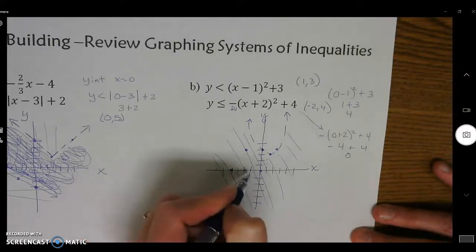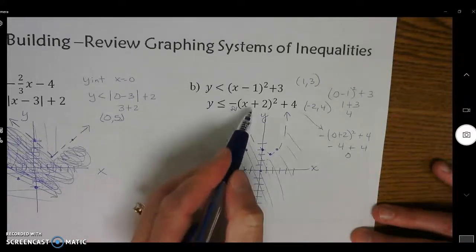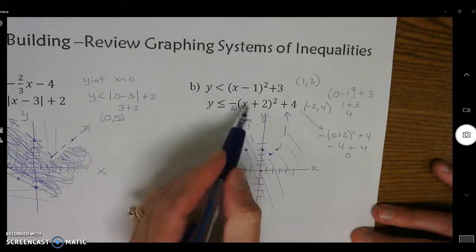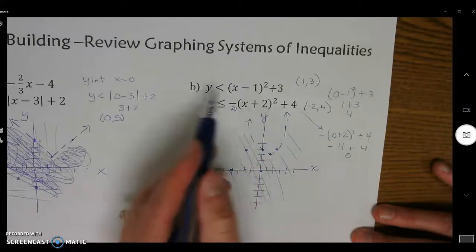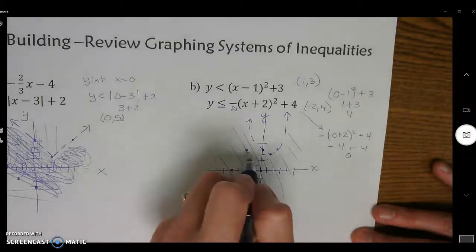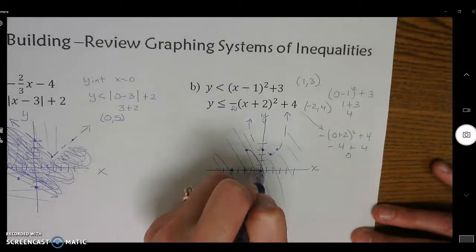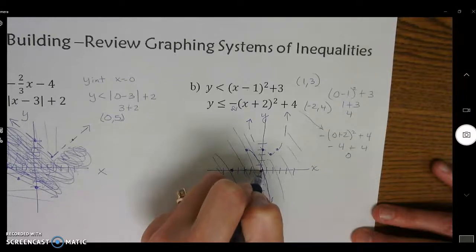Probably also over here. 1, 2, 3, 4. So if I do 4 in negative 4, plus 2 is negative 2, squared is 4. So yep, it's like that. And this one's going to be solid. Oops, I kind of missed that dot. We'll just make it bigger.